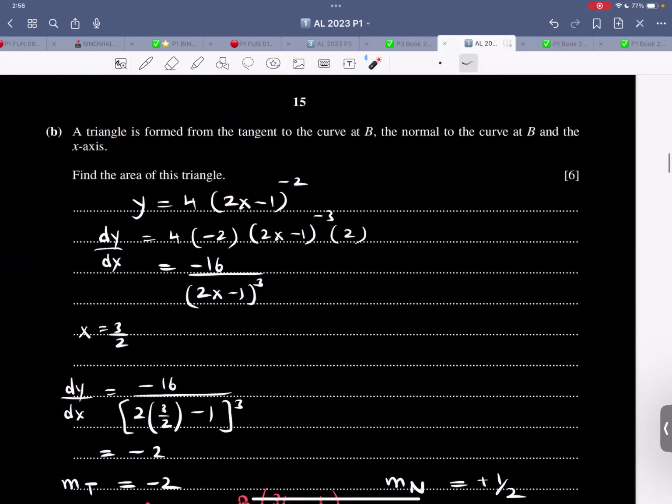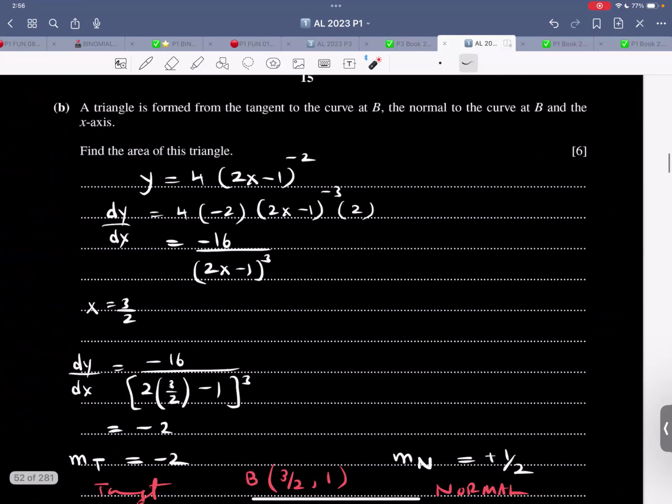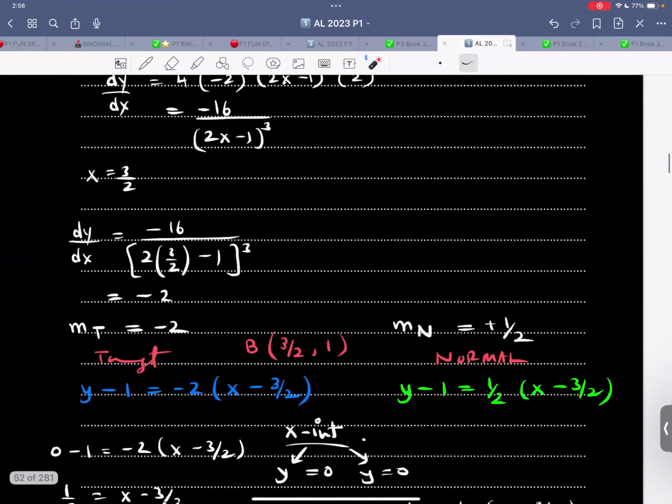Now let's look at this particular question. It says a triangle is formed. So now we are looking for the tangent. This is the equation of the curve, differentiate. Plug in the x coordinate of B, you get gradient of tangent. dy by dx is -2. That's gradient of tangent. Gradient of normal is negative reciprocal. That's positive half. So let me write over here that gradient of normal is negative reciprocal of gradient of tangent.